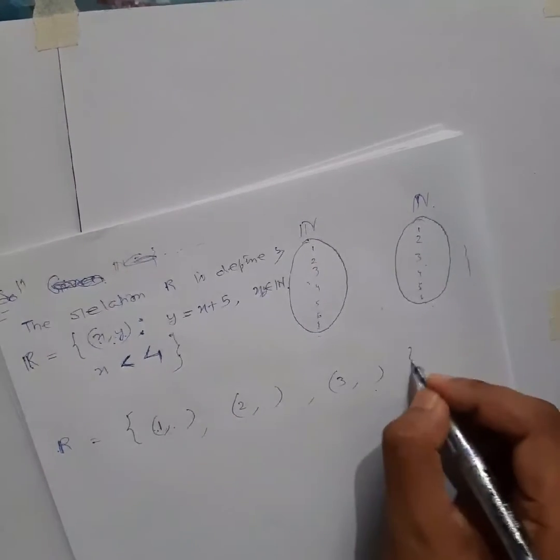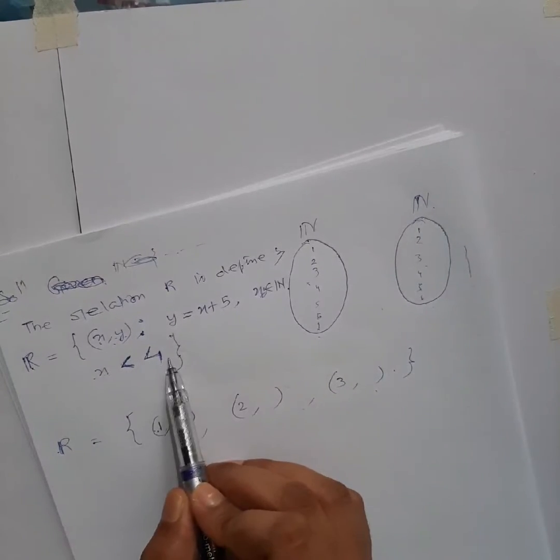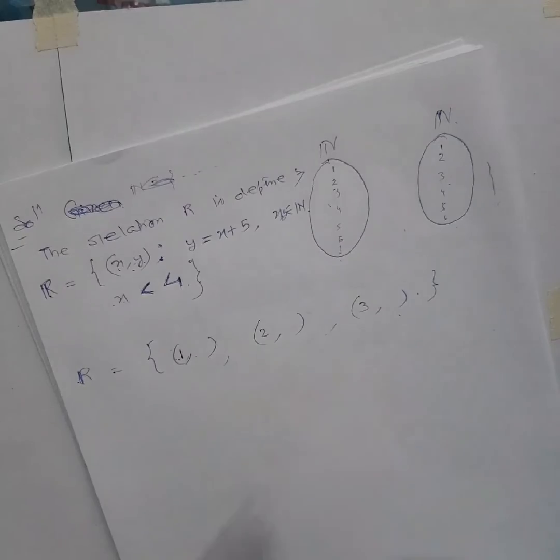I hope you can understand. 4, 5, 6 I cannot take, right? Because they have strictly mentioned here x is less than 4, okay? So 1, 2, 3 only I will take.